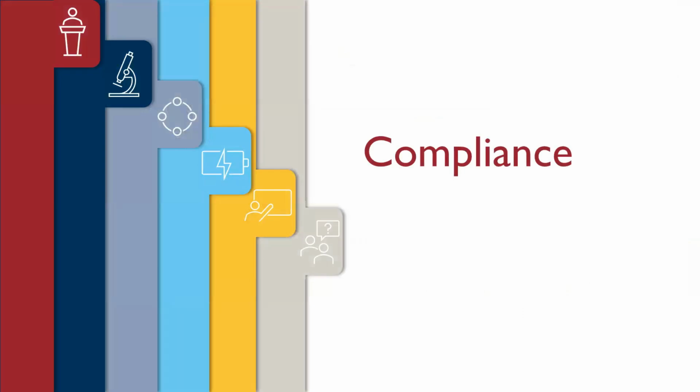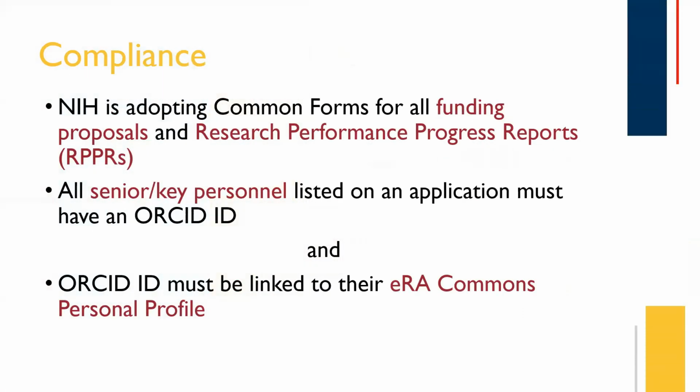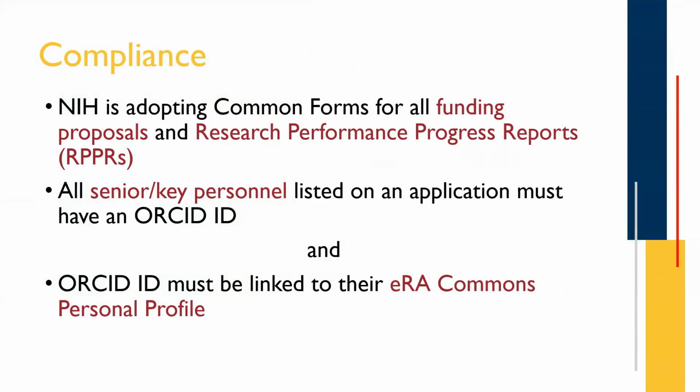So compliance. Initially the deadline was May 25th of 2025, but we don't know what the new deadline is, but they are going to be adopting the common forms for all funding proposals and research performance progress reports. All senior and key personnel listed on an application must have an ORCID ID, and that ORCID ID must be linked to their individual ERA Commons personal profile.